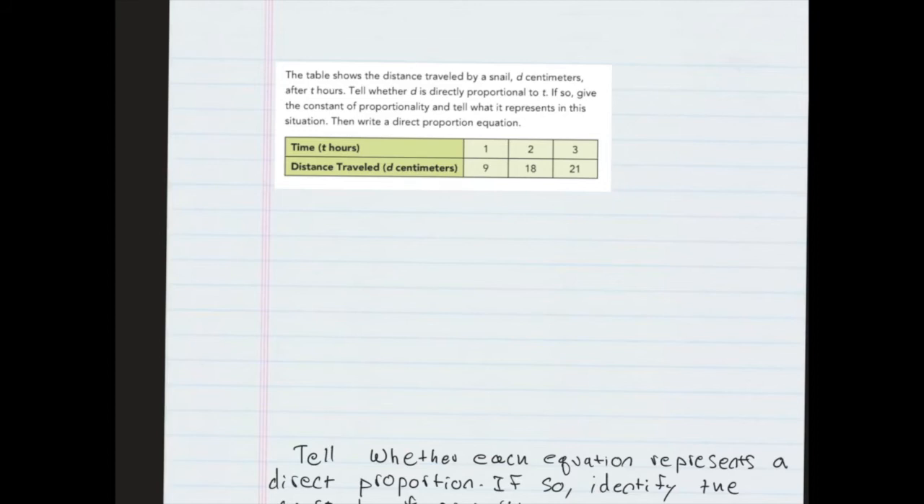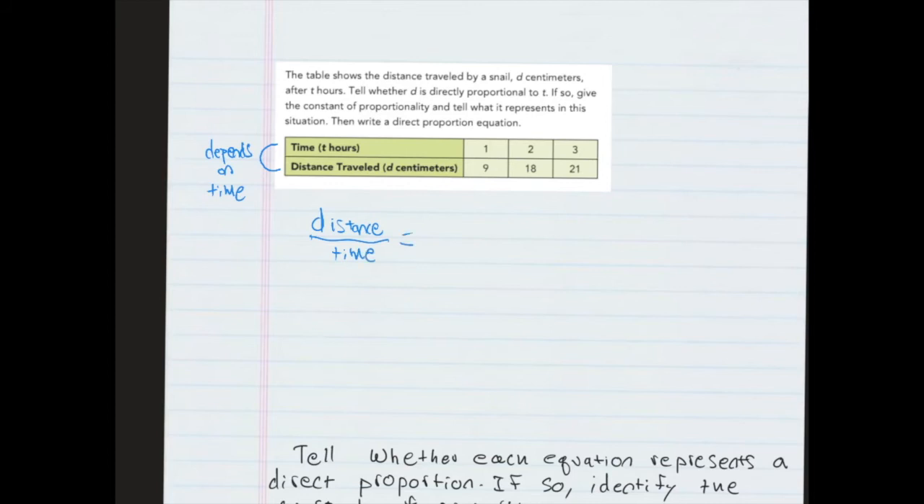Sometimes students can get confused on what goes on the top and what goes on the bottom. For example, do you write distance over time or time over distance? What you want to think about is what depends on the other. Does the distance you travel depend on the time, or does the time depend on the distance you travel? In this case, the distance depends on the time. So when I make my equation, I'm going to put distance on top and time on the bottom.